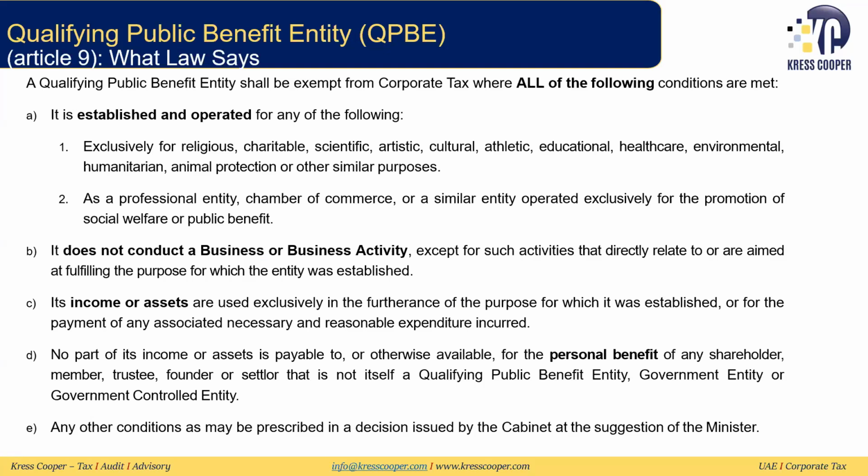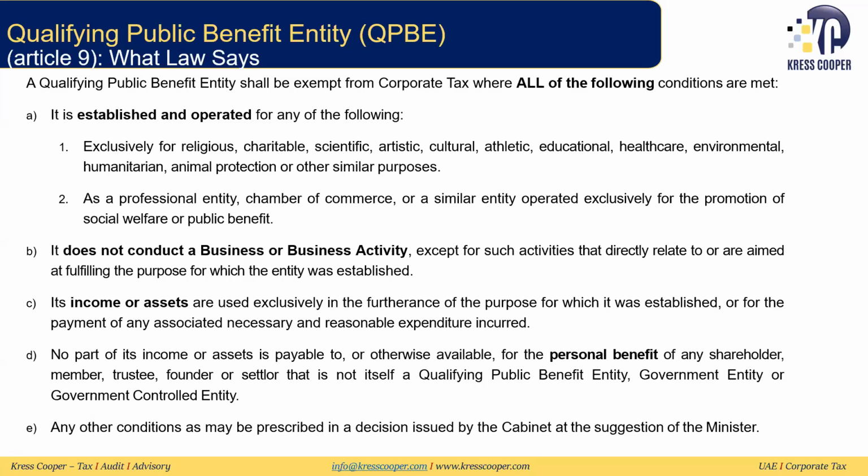Their income and assets are used exclusively in the furtherance of the purpose for which it was established and for the payment of any associated necessary and reasonable expenditure incurred. That's also another condition. Then the fourth condition is that no part of its income or asset is payable to or otherwise available for the personal benefit of any shareholder, member, trustee, founder, or settlor that is not itself a public benefit entity, government entity, or government controlled entity. So no personal benefit should be given to any shareholder or member or trustee. That is also one of the conditions.